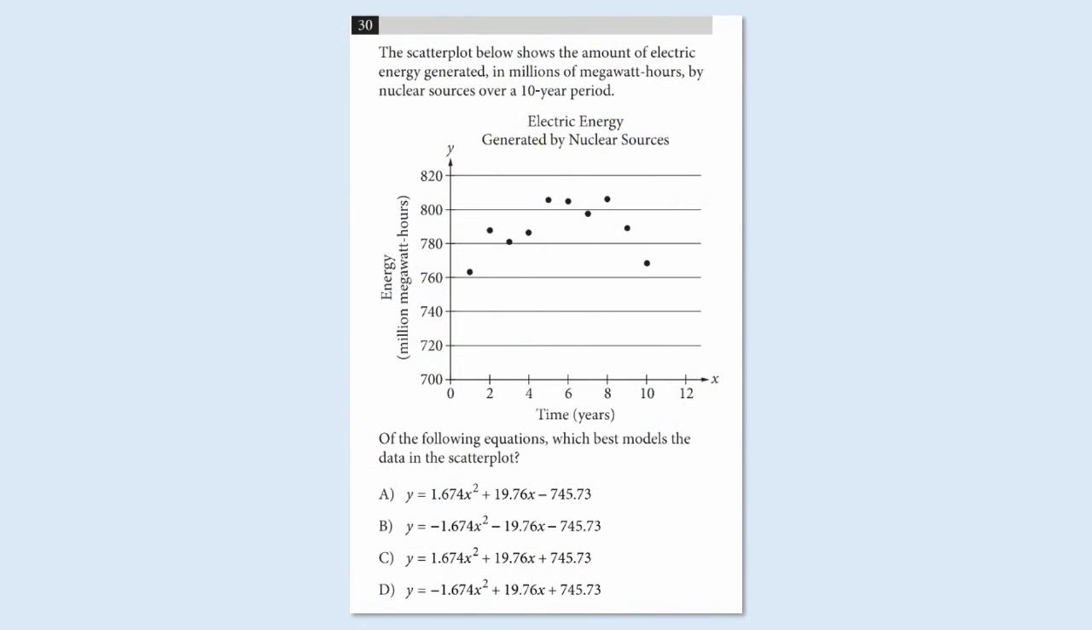This multiple choice problem comes from the College Board. It's from section 4 of the SAT test, which does allow calculators. And it says, the scatter plot below shows the amount of electric energy generated in millions of megawatt hours by nuclear sources over a 10-year period. Of the following equations, which best models the data in the scatter plot?